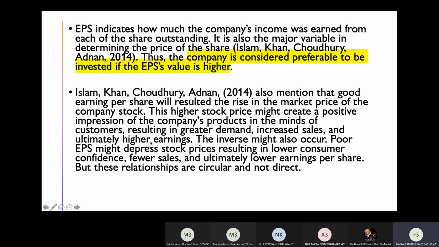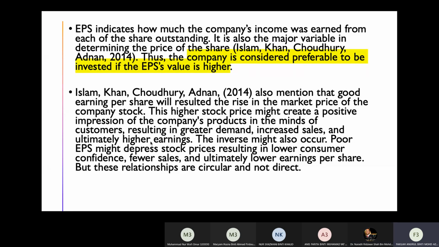So EPS indicates how much of the company's income was earned from each share outstanding. It is also a major variable in determining the price of the share. This is according to Islam, Khan and Chaudhry in 2008. So if the company has a good EPS, it will be considered preferable to be invested in, in terms of the EPS value being higher.